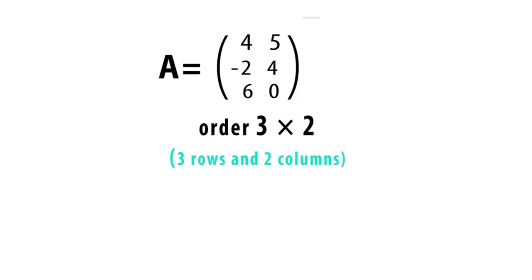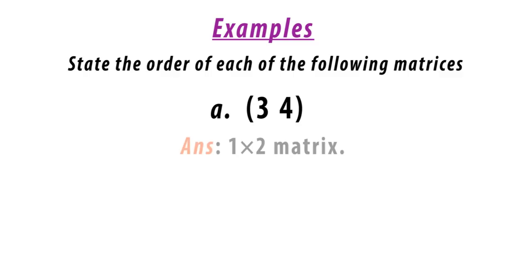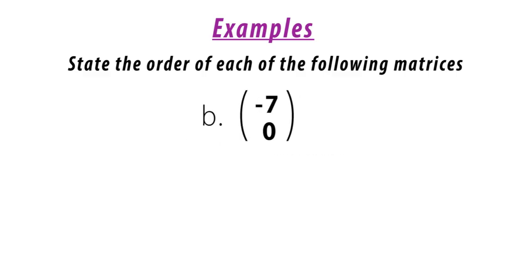Let's take some examples. State the order of each of the following matrices. A, the matrix (3, 4). This matrix has order 1 by 2. So we say it's a 1 by 2 matrix. Good. B, (negative 7; 0). This matrix has order 2 by 1. It is a 2 by 1 matrix.